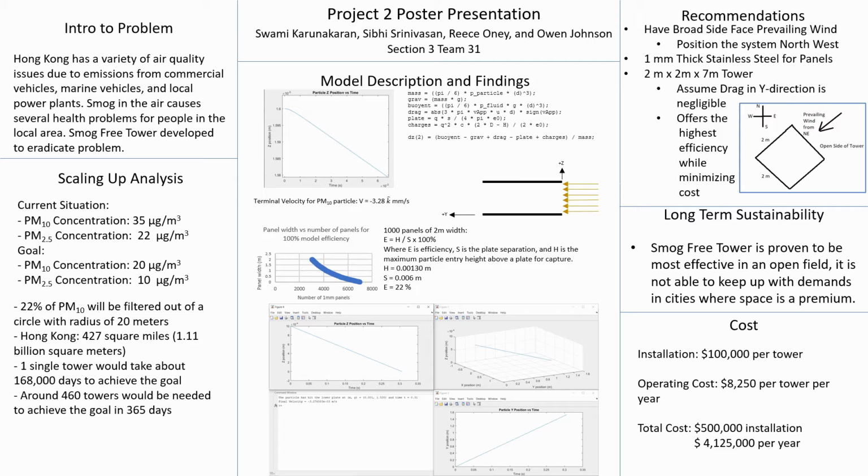The four main sources of these air quality issues are high concentrations of NO2 particles from older diesel commercial vehicles on the road, emissions from marine vehicles and local power plants, as well as air quality issues from regions near Hong Kong. It's proven through studies that smog and air quality issues can cause severe health and respiratory problems for people in the area.